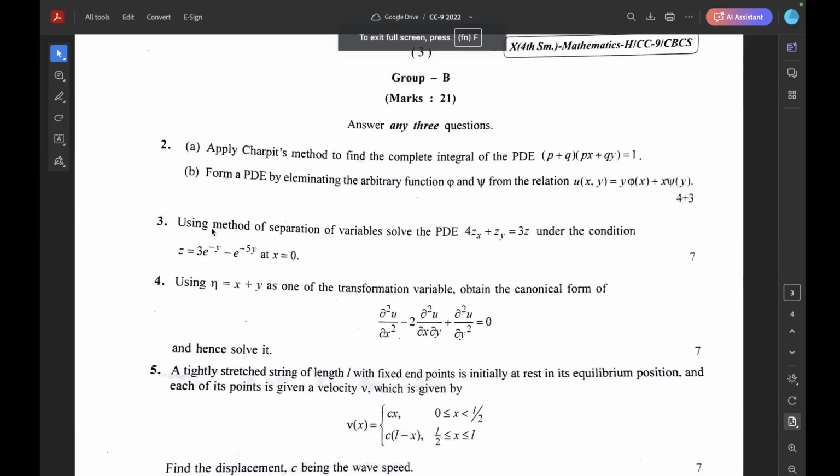Next, question 3. Using the method of separation of variables, solve the partial differential equation for z(x, y), that is, ∂z/∂x + ∂z/∂y = 3z, under the condition z = 3e^(-y) - e^(-5y) at x = 0.